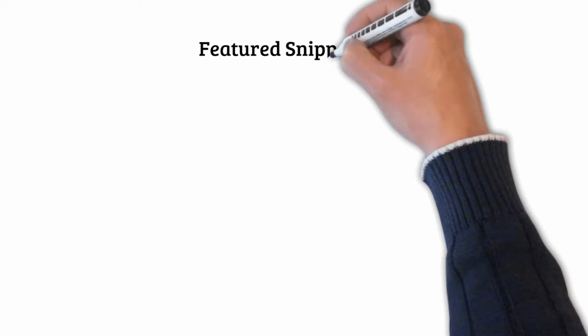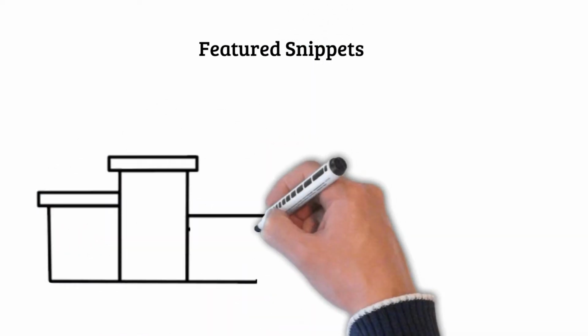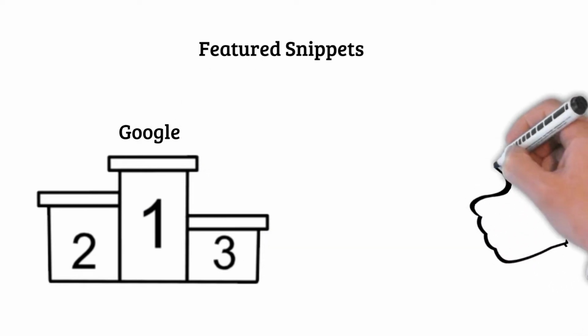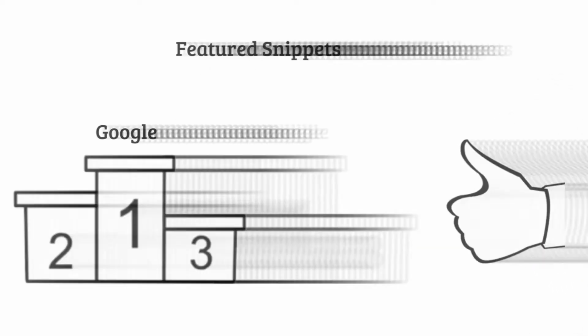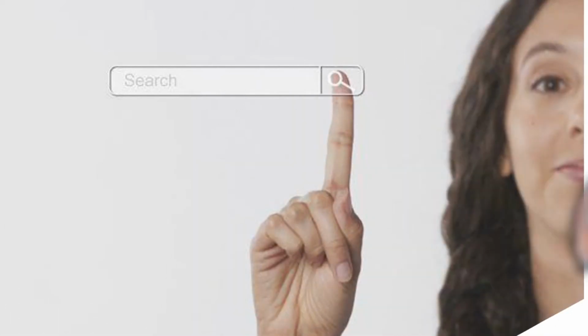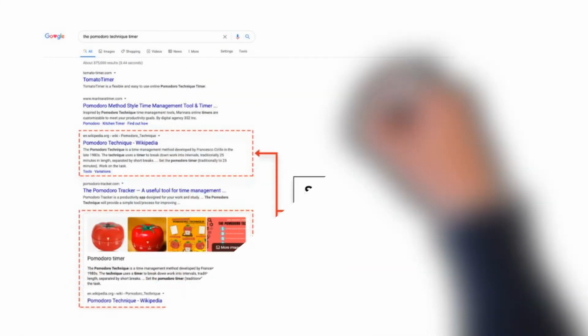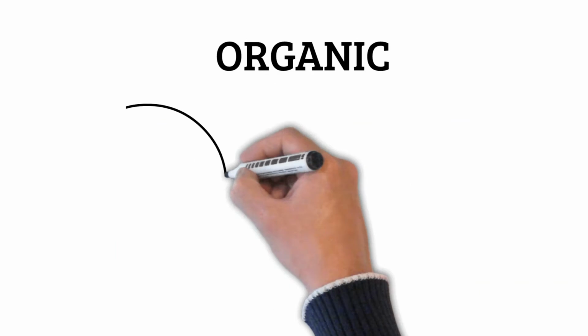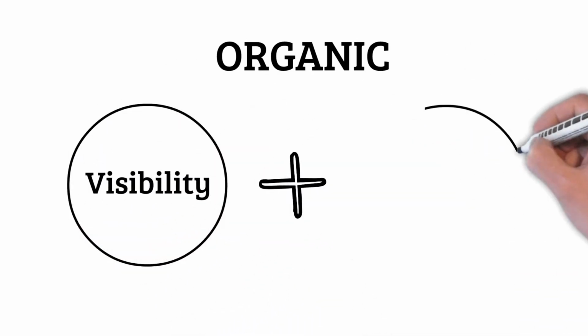Featured snippets are the expanded snippets that appear in the first position of the Google SERPs. The purpose of Google featured snippets is to answer the user's need right there in the search results. When Google launched featured snippets, some sites were able to achieve 2 results on page 1 of the SERPs, which initially drove dramatic improvements in organic visibility and traffic.